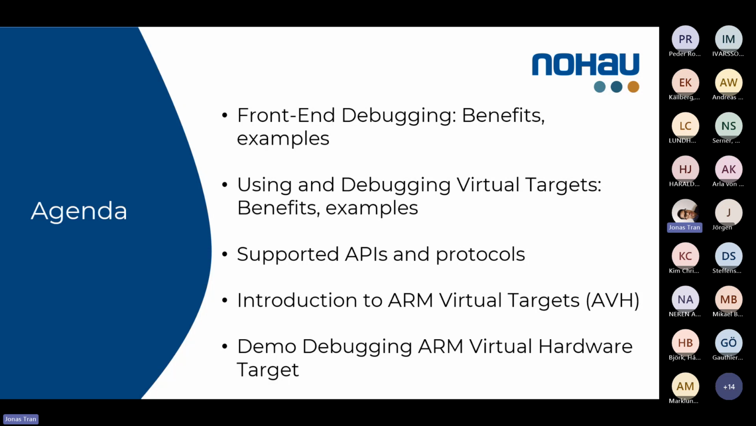So here's the agenda for today. I'll talk a bit about front end, some examples and benefits. And then I'll talk about virtual targets, also here about some benefits and examples. And then I'll talk a bit shortly about some supported APIs and protocol for the TRACE32 frontend. And I'll give a short introduction to ARM virtual target, because later in the demo, I will use an ARM virtual target.